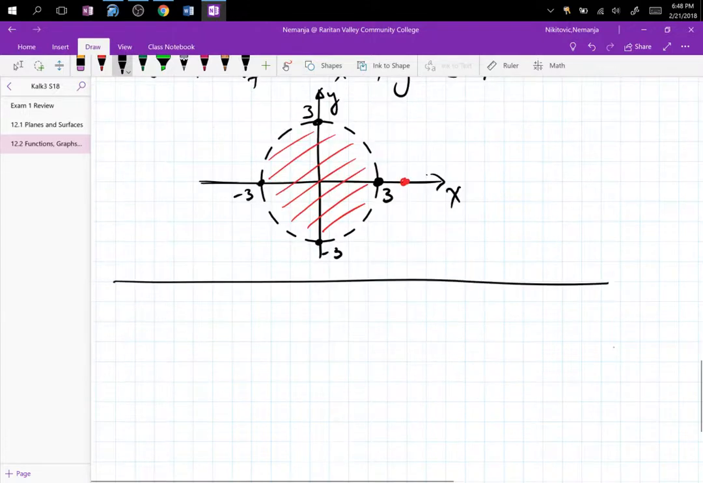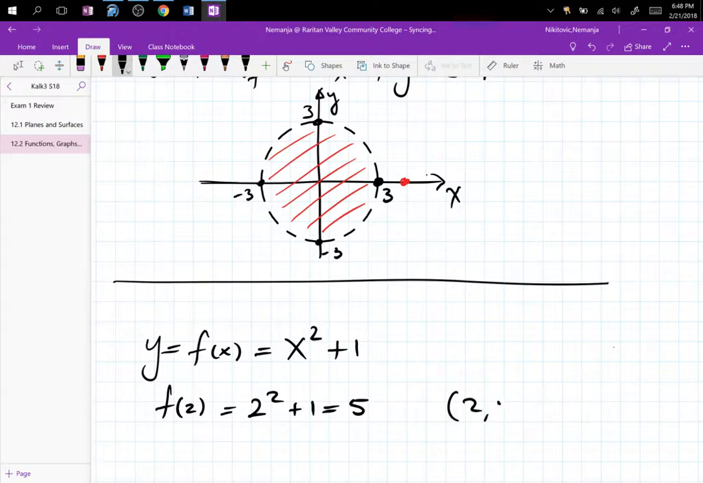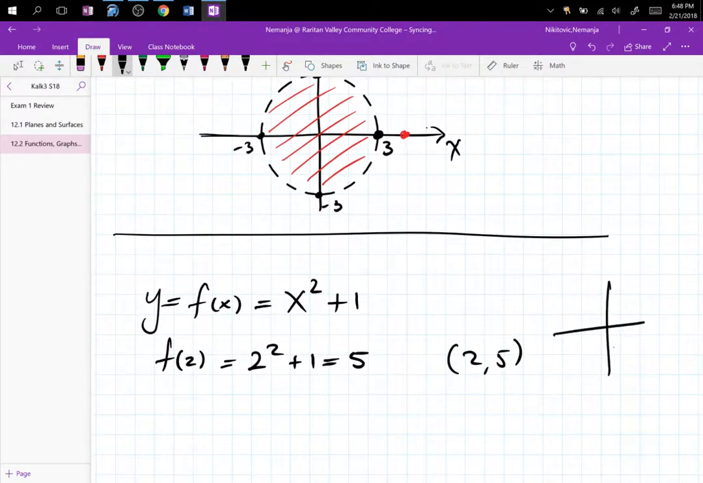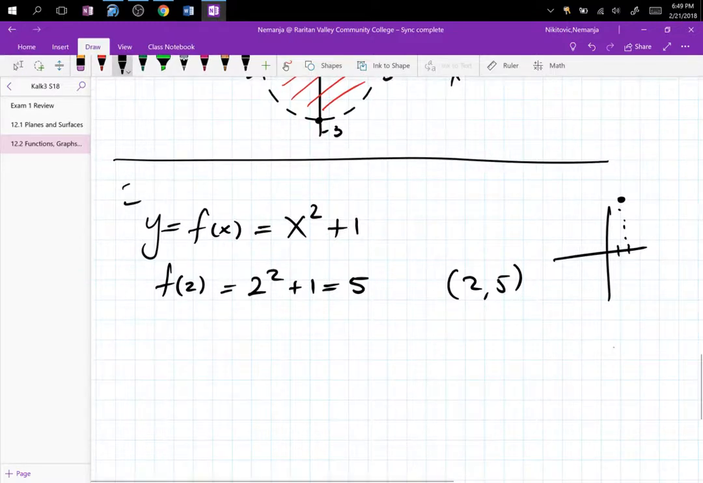2D was easier, right? Because for 2D, when I say y, which is f of x, was equal to, let's say, x squared plus 1, and if I want to calculate f of 1, f of 2, it's going to be 2 squared plus 1 is 5. And then I have 2, 5, and then I go and I graph 1, 2, 1, 2, 3, 4, 5, and I have a point. Well, you couldn't see any of that stuff because it was not on. But, yeah. So this was your 2D, and this was your pre-calc 1.